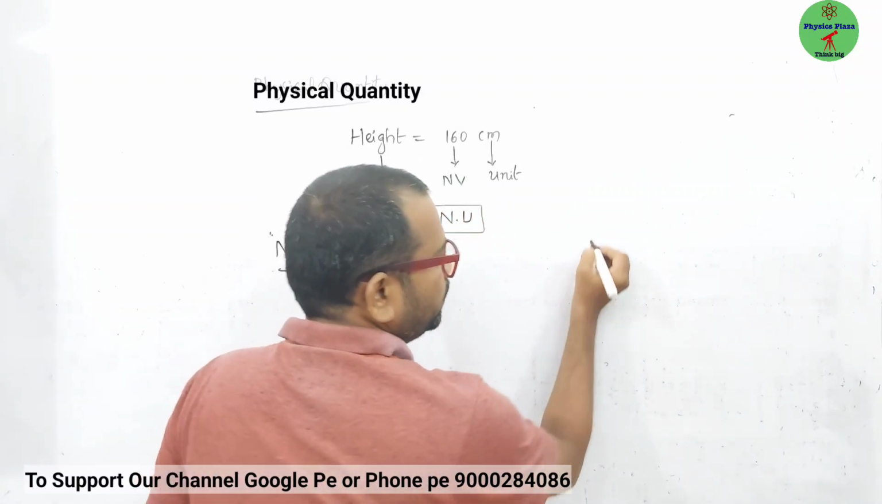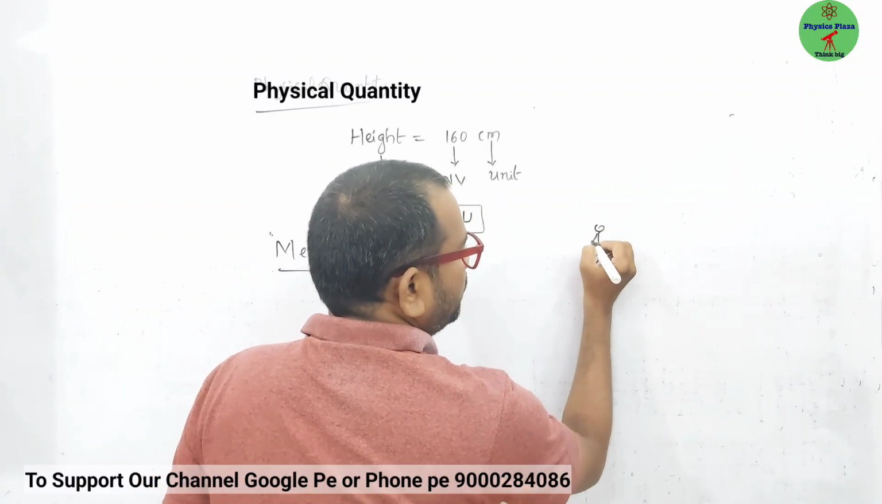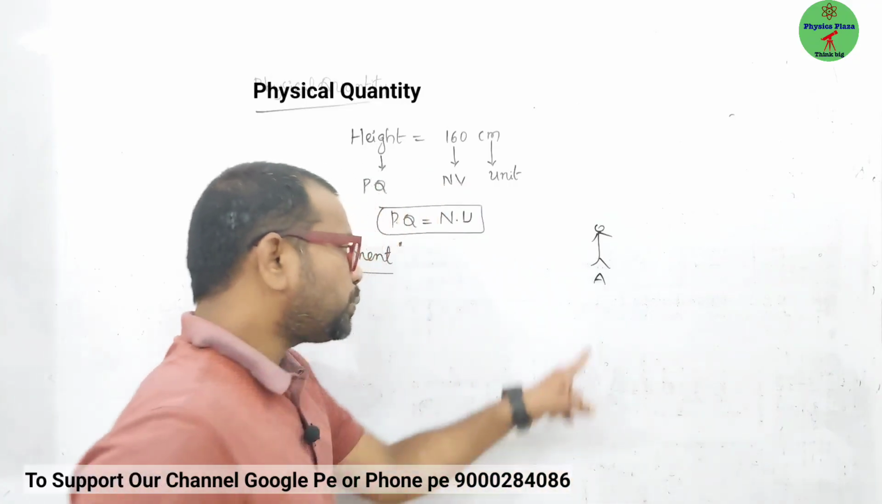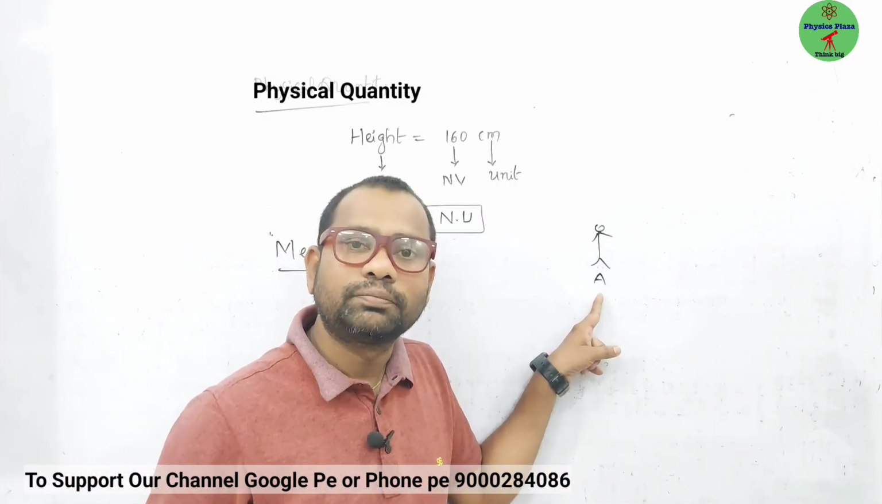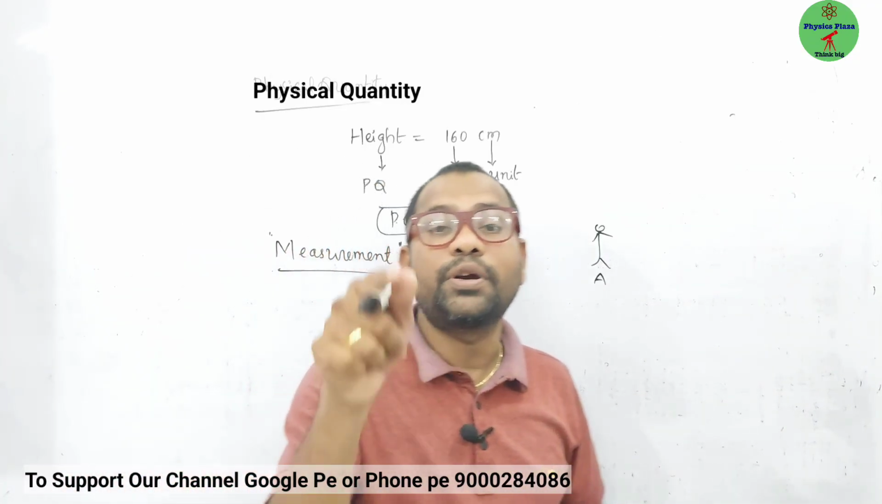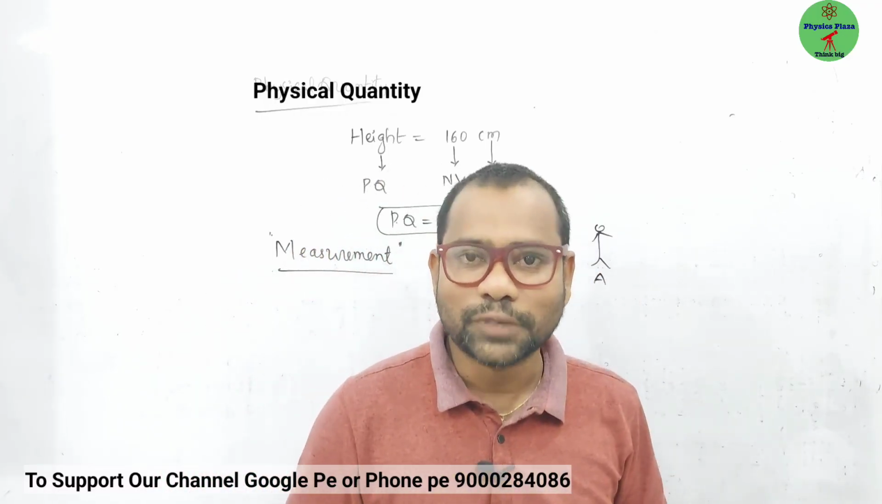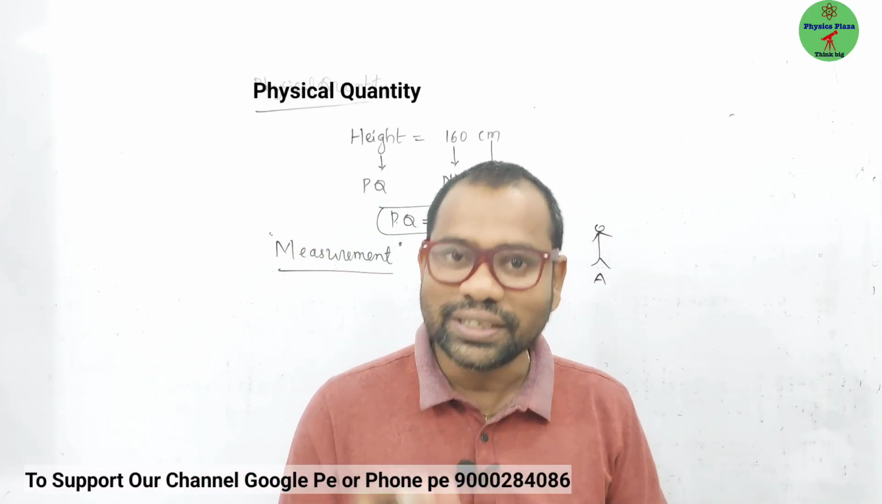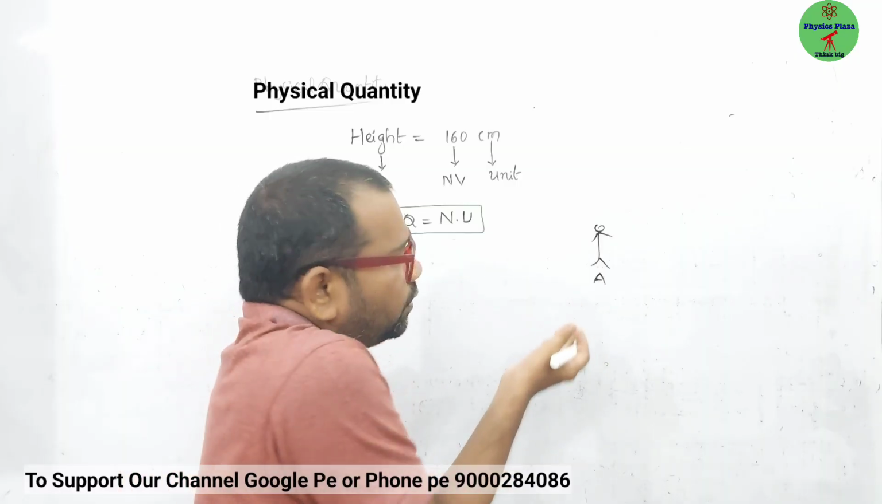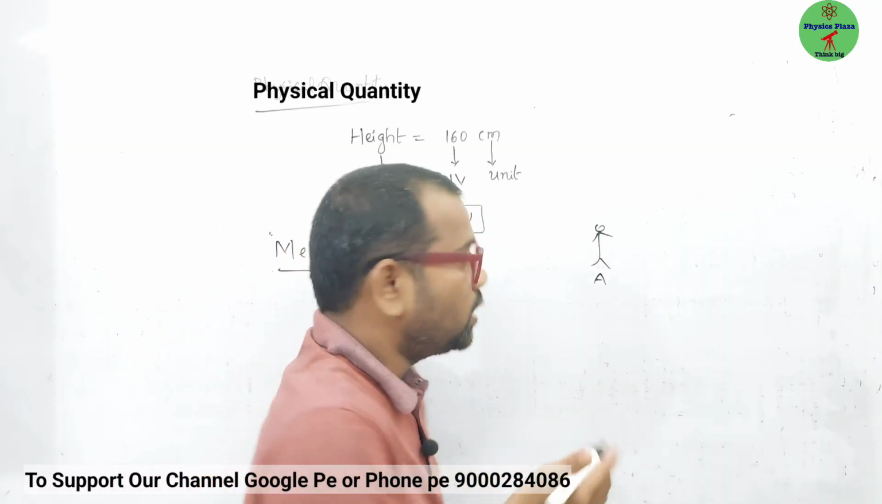For example, here one person is there, person A. Is this person tall or short? Come on, comment your answer. Is this person short or tall? Come on. Okay, comment your answer. Yes, look here. I think we can't say tall or short.